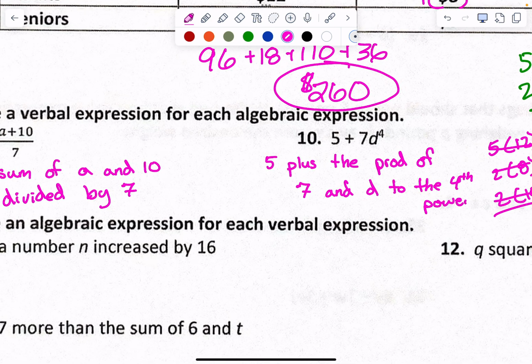You may have done something different than me, but that's okay. I did the product of 7 and d to the 4th power. 7 times d. Yep, sure. You can call it a number if you want to. The order of the words, I start with PEMDAS. So I start with my expressions. Oh, yeah, sure, that would work. Yeah, that's a good idea. Yep, that works.